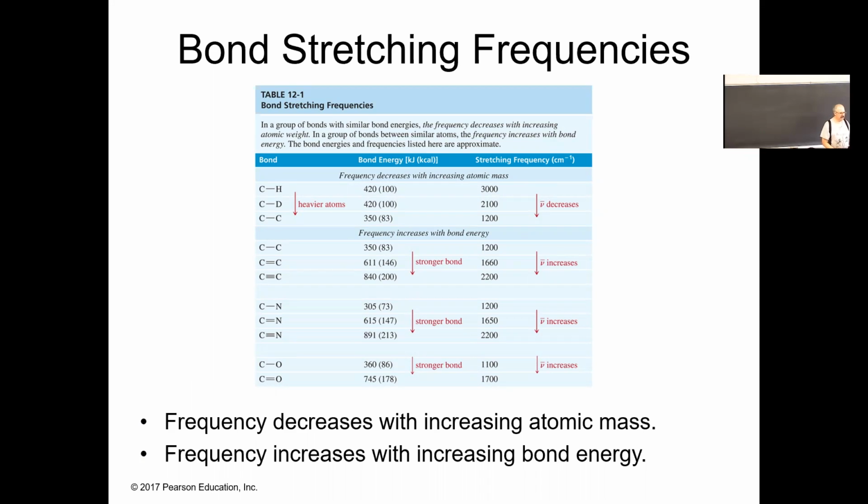Okay, this is a very abbreviated table of bond stretching frequencies. It shows a couple of different points here. Frequency decreases with increasing atomic mass. So we have a CH bond, which vibrates at about 3,000 wave numbers. We have a deuterium, heavy hydrogen, with a mass of 2. That's vibrating at about 2,100 wave numbers. And then a carbon-carbon bond vibrates at around 1,200 wave numbers.